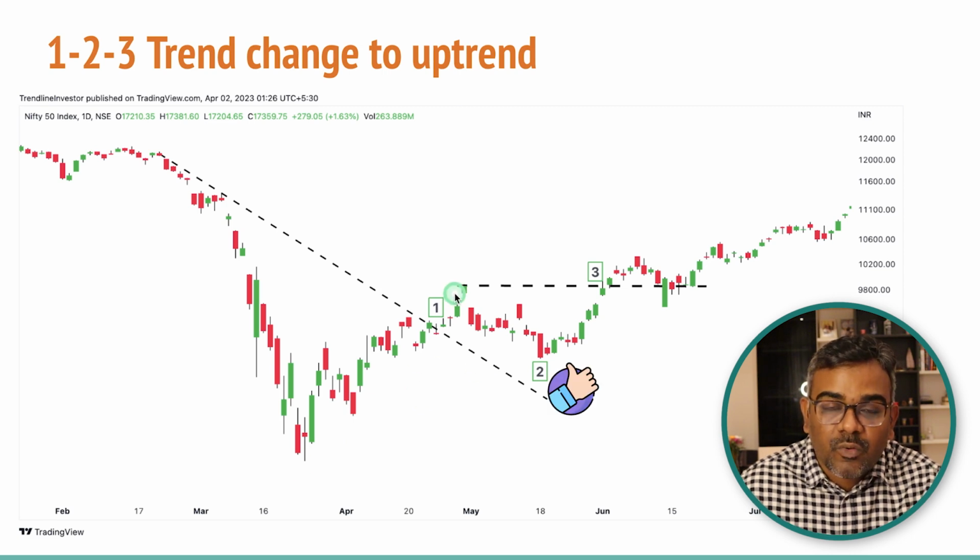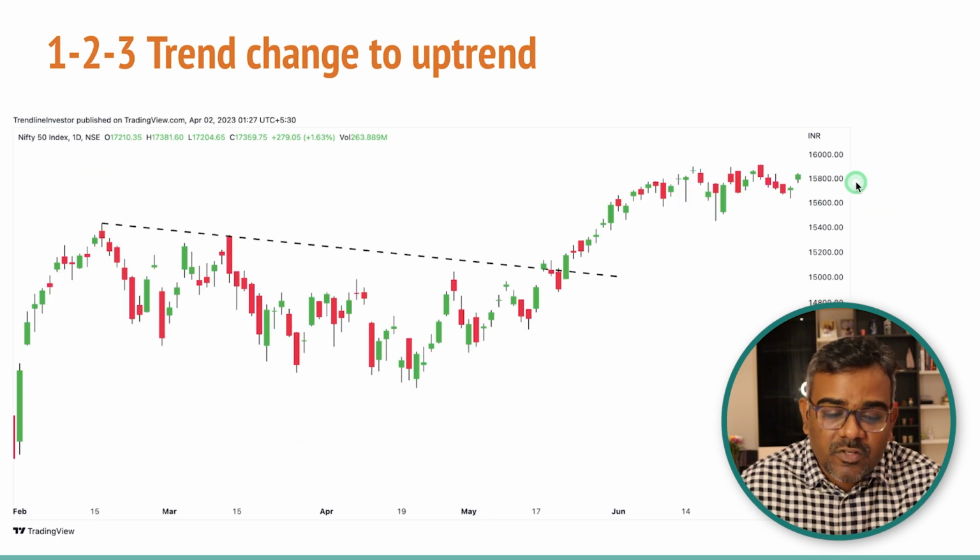We had a 1, a close above the trend line. We had a 2, the low point was above the previous low, and now we have a 3, which is closing above the point number 1, right? So which means now this is a trigger, an entry point here, a stop loss here, and the stock now is higher. In this case, Nifty went higher and higher.